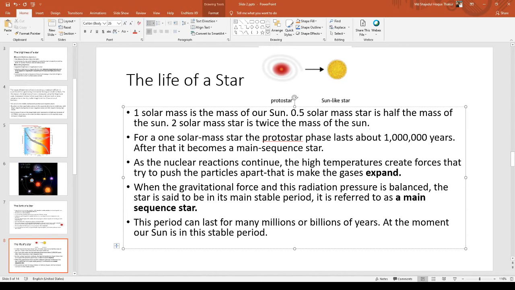Okay. Now, any questions so far up to main sequence star? Walaikum assalam to everyone.